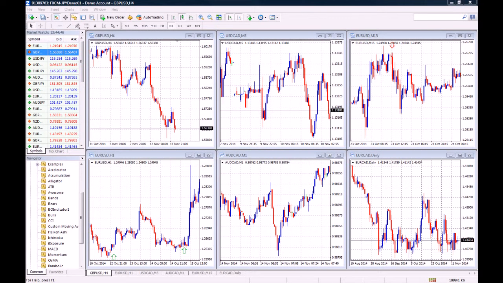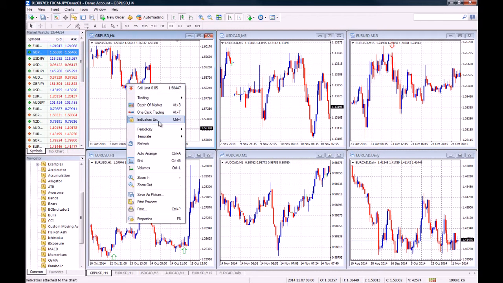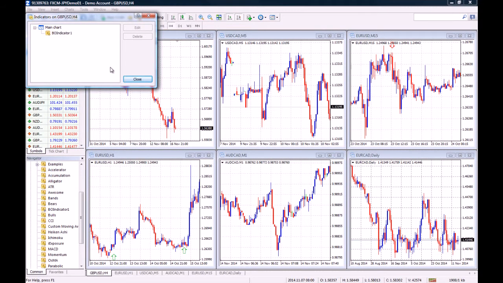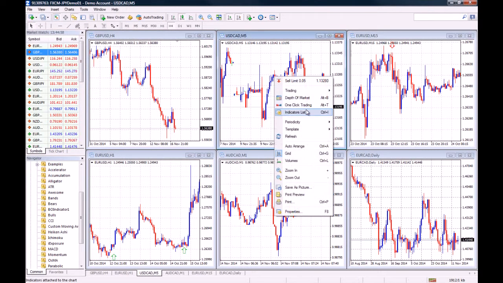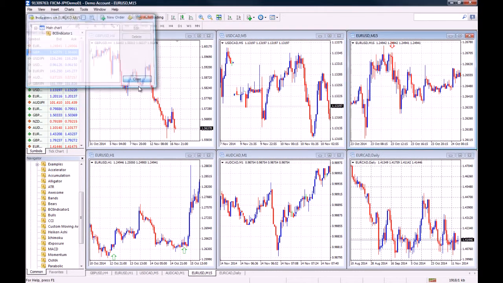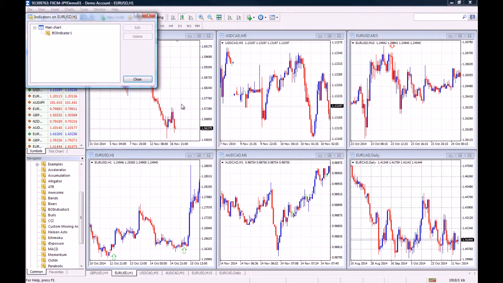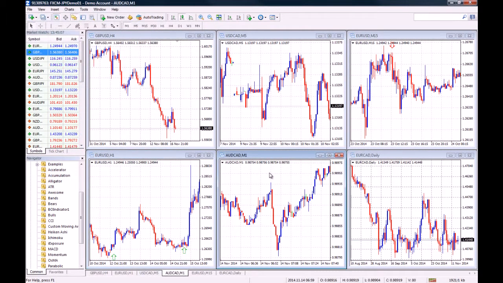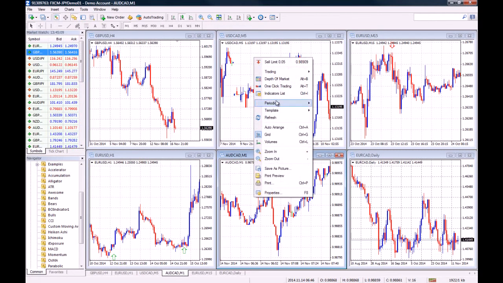Now here's my MT4 platform, and as you can see, I already have plugged in the indicator on all my charts, and I'm going to show you my indicator list so you can see that I am in fact using the binary option indicator from Investoo.com. Okay, now this is the 1 hour Euro US dollar and the 1 minute Aussie Canadian dollar.